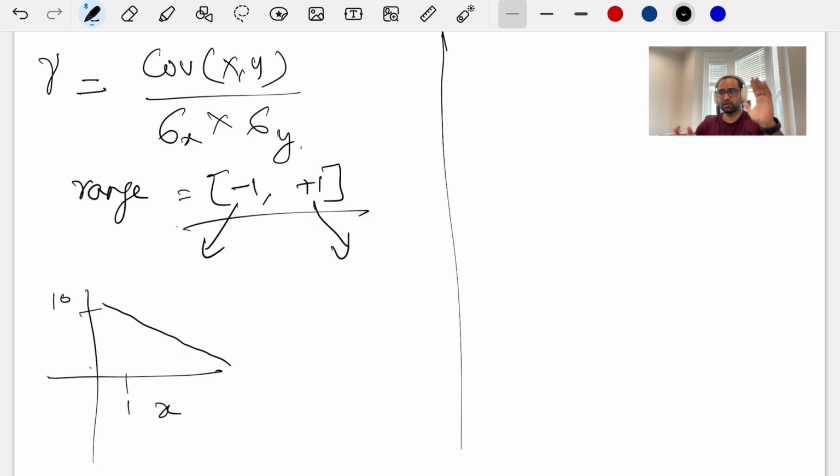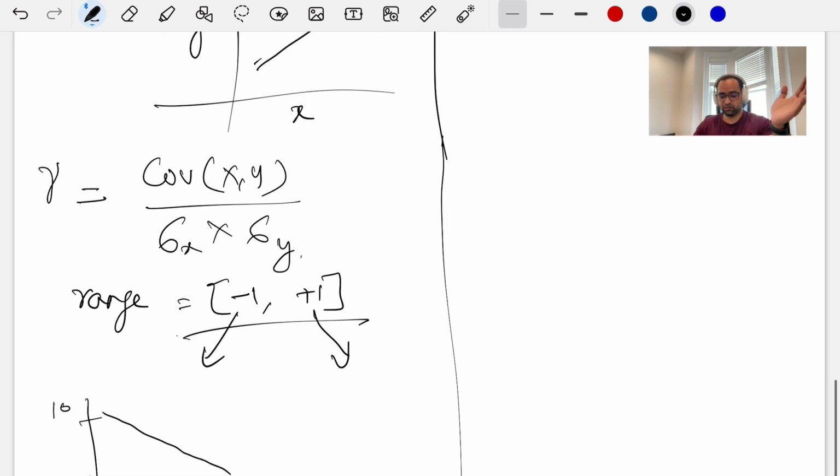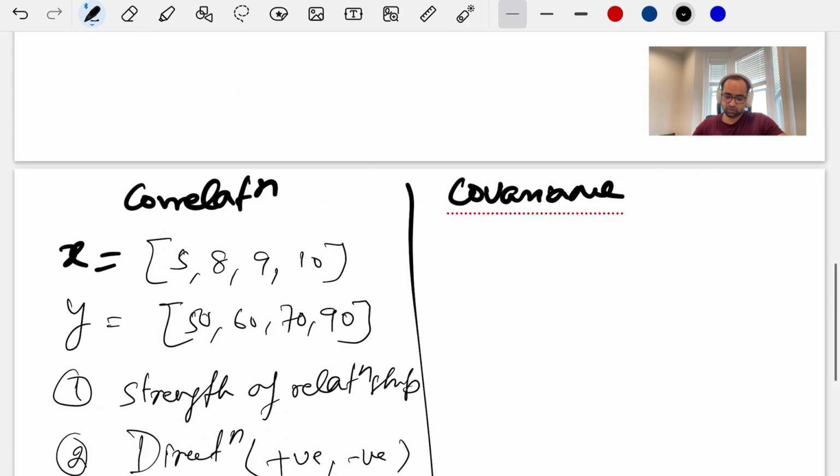Suppose you are trying to analyze two variables, and if the correlation is +1, it is a perfect positive linear relationship, or -1 says that it is a perfect negative relationship, and the value in between can be anything. The other value is zero. Zero means there is no linear relationship between these two variables.